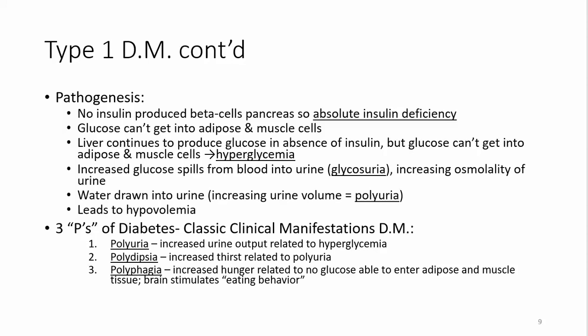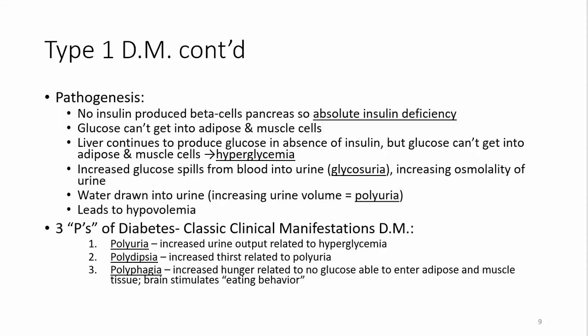When the beta cells are gone, no insulin is made, so there's an absolute insulin deficiency. And then glucose can't get into muscles, into heart, into adipose cells, into the other tissue cells that have those insulin receptors. But the liver continues to produce glucose, and the glucose can't go away. So you end up with hyperglycemia.